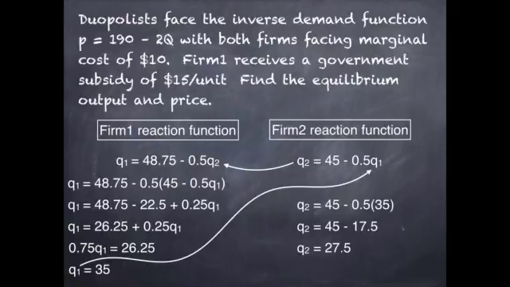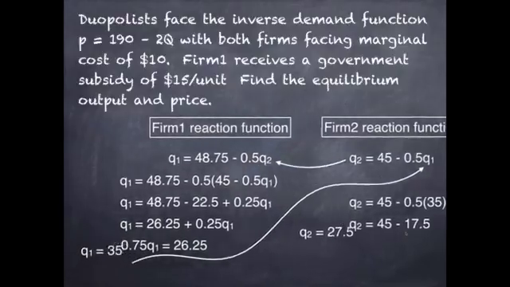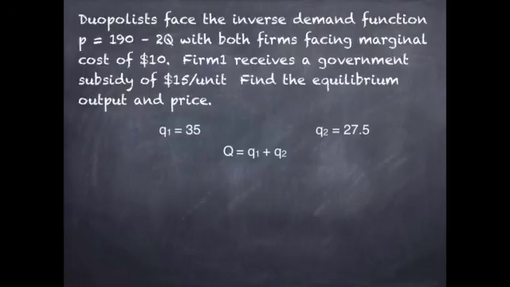So we have the output of both firms. Firm 1 is going to produce 35. Firm 2 is going to produce 27.5. So we use that information to give us the total output of the marketplace. There's only two firms, so their individual outputs added together give us the output in the marketplace. We do that, and the market output is equal to 62.5.